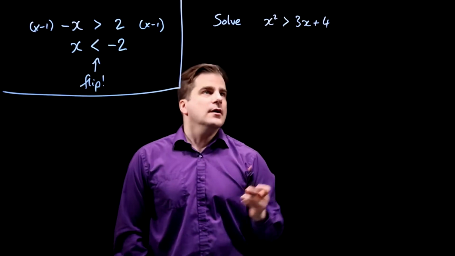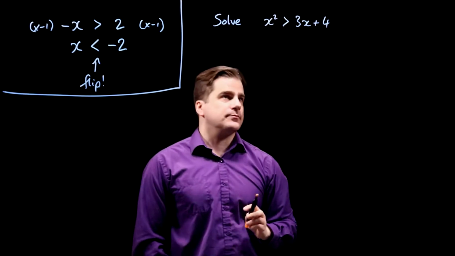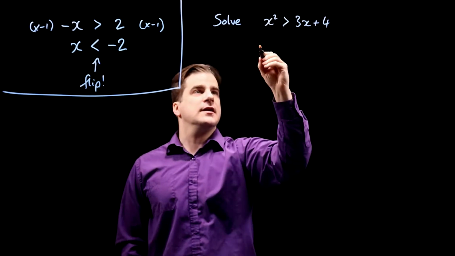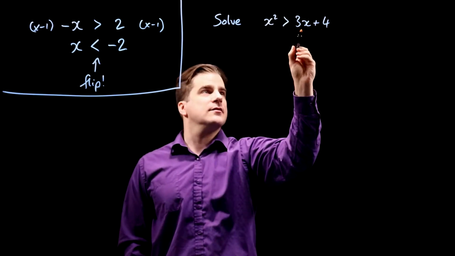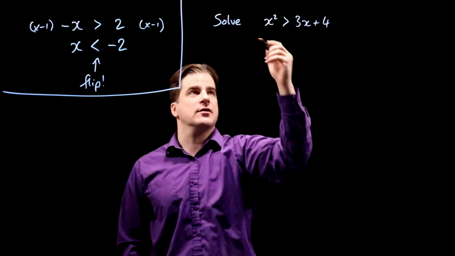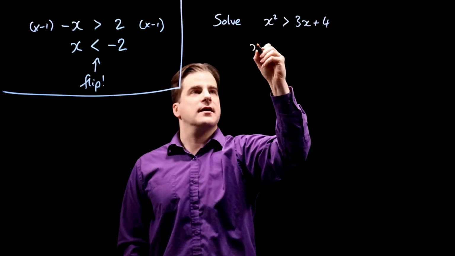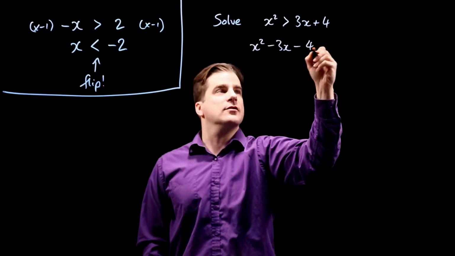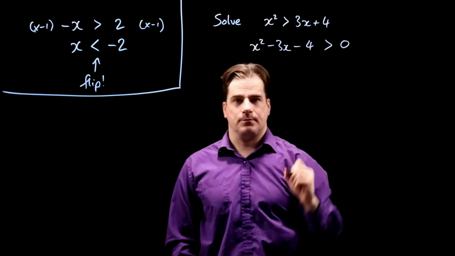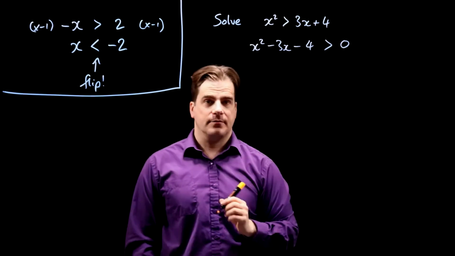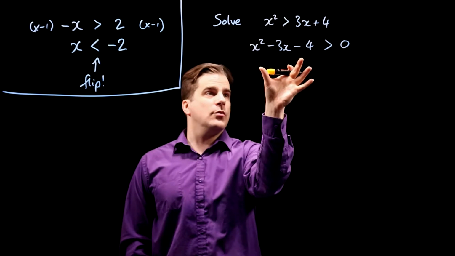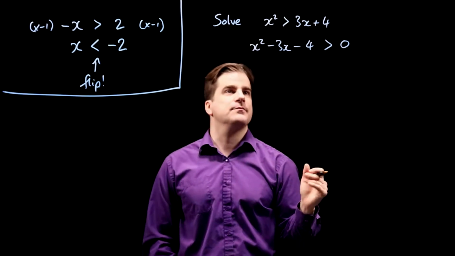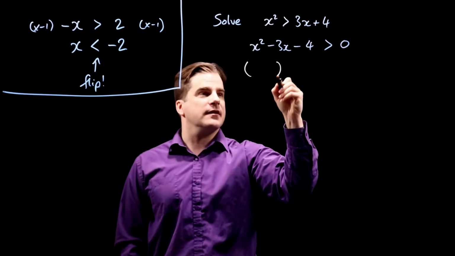So, treat this like an equal sign. Let's get everything on the same side initially. We're going to subtract 3x and subtract the 4, so we get x squared minus 3x minus 4 is greater than 0. Now that's a quadratic. What do we do when we've got quadratics? We try to factorize first of all, and we can do that in this case.